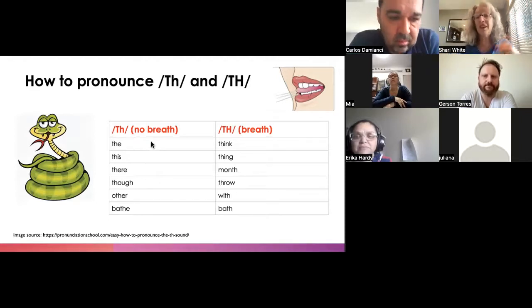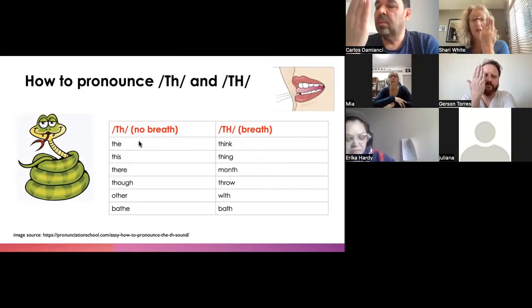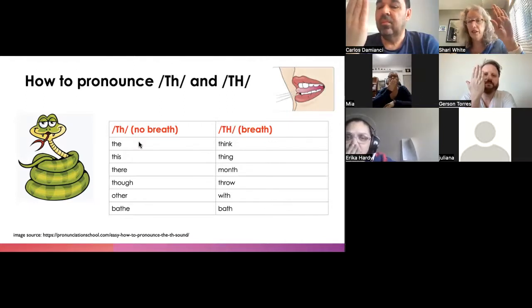Okay, so we're going to practice this. Okay, we're going to practice the no breath. Okay, so just so you can see the difference, let's pronounce these two words, the and think. But I want you to put your hand here. Okay, so you can feel the breath. So say the. The. Okay, do you feel anything? The. Nothing on your hand, right?